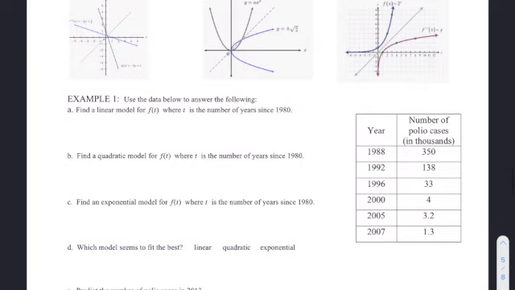Example number 1, use the data below to answer the following questions. Here's my data. The year is 1988. The number of polio cases is 350 in thousands. So let's take a look. What are some of the questions asking? Find a linear model for T, where T is the number of years since 1980. So in this case, we have to put our data in the calculator and come up with the equation. So pause your video, punch in your data, and find me a linear regression equation.